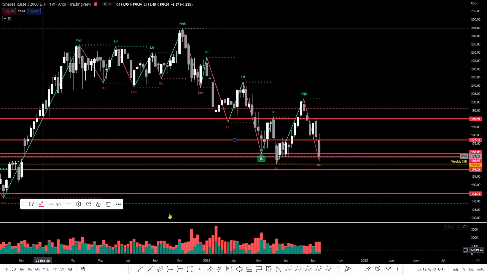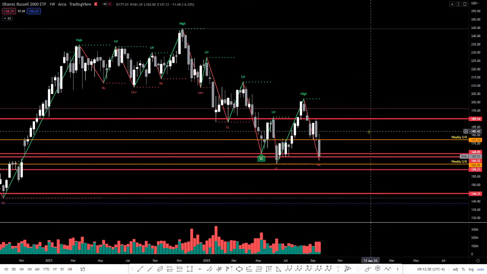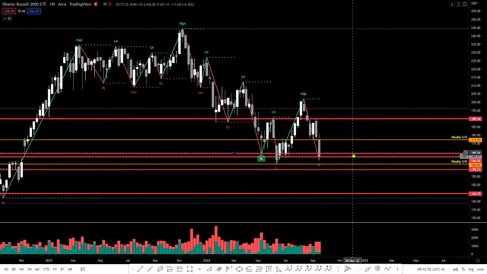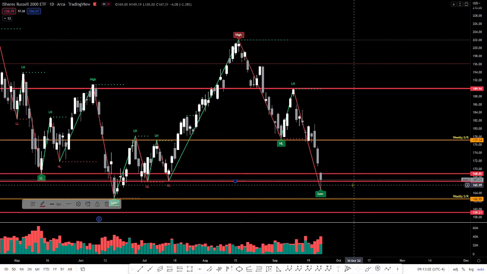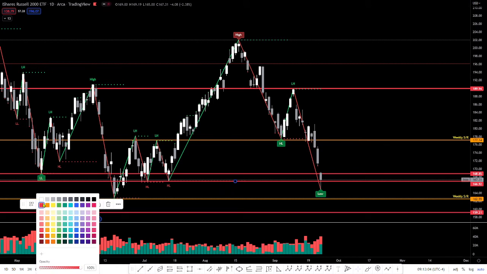I'll just keep changing these up so that when I go back through, I know that the red is my weekly support and resistance levels, and when I go down to the day, I could change that up to a different color. So I'll use this. I'll just change this up a little bit.